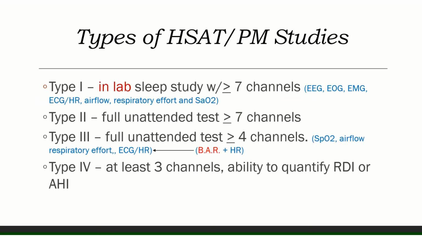All right, so these are the types of HSAT, aka PM studies. So make sure that you remember this, because all of this is on the test as well. Type 1, in lab. I put that in red. That's the only one that we do in lab. The only one. In lab is type 1.